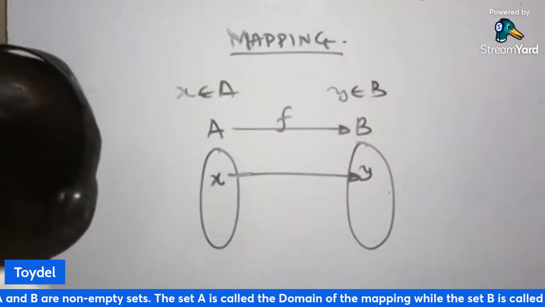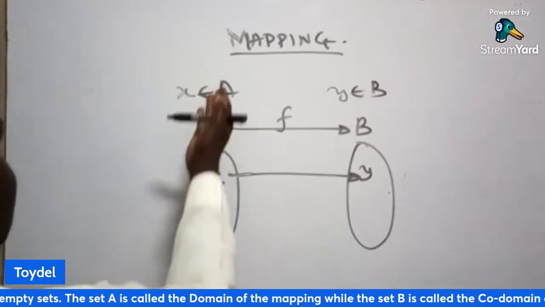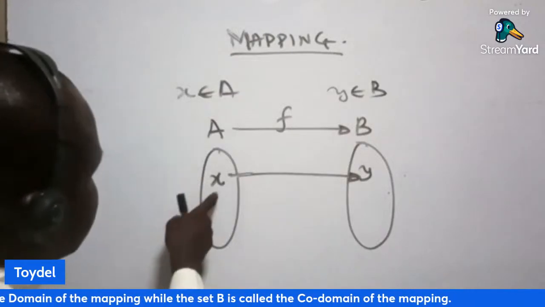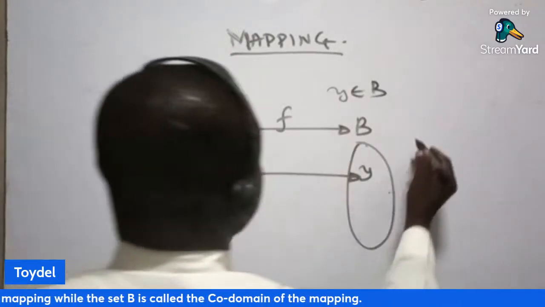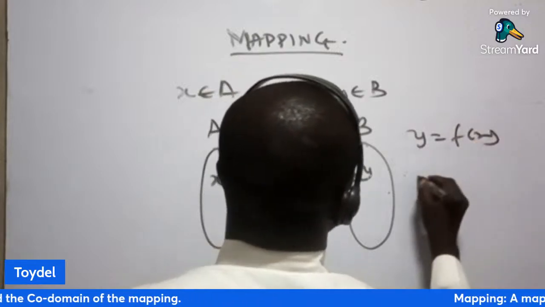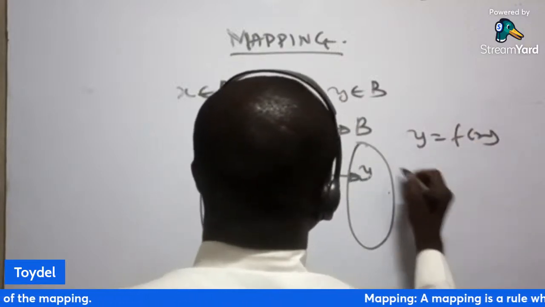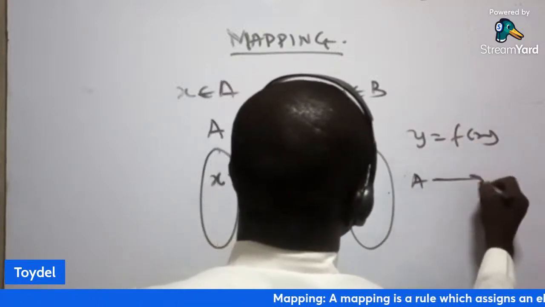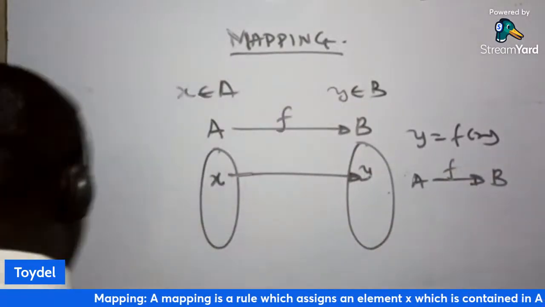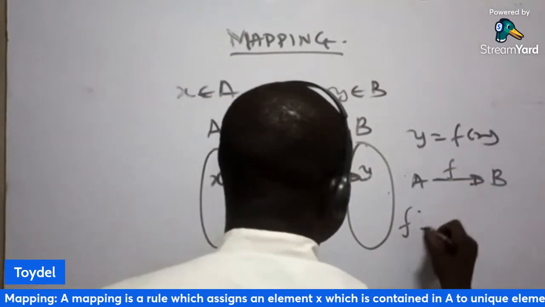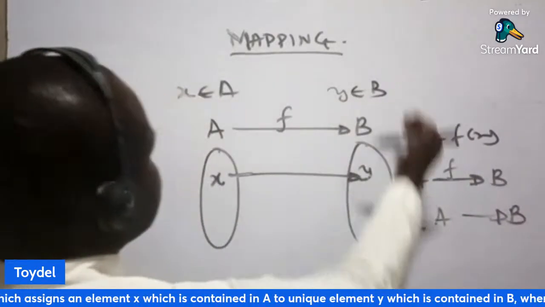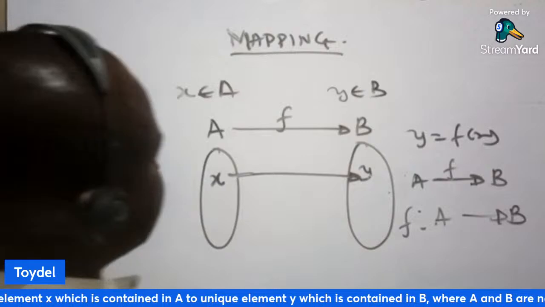In a non-empty set, we have so many elements, either in set A or in the codomain, which is set B. Set A is called the domain, where we have the initial elements. Then let's say Y is f of x. That's the relation, or we can say F such that A tends to B. This is how to write out a mapping.